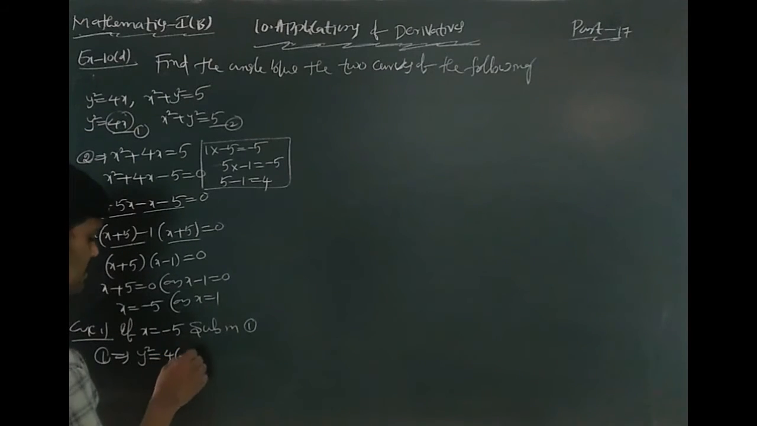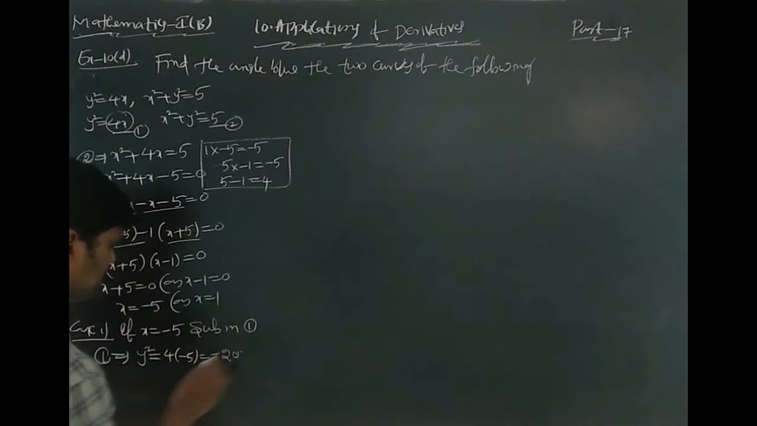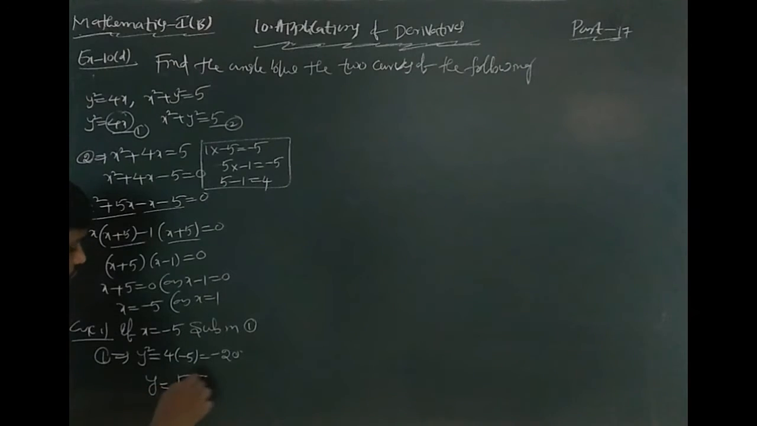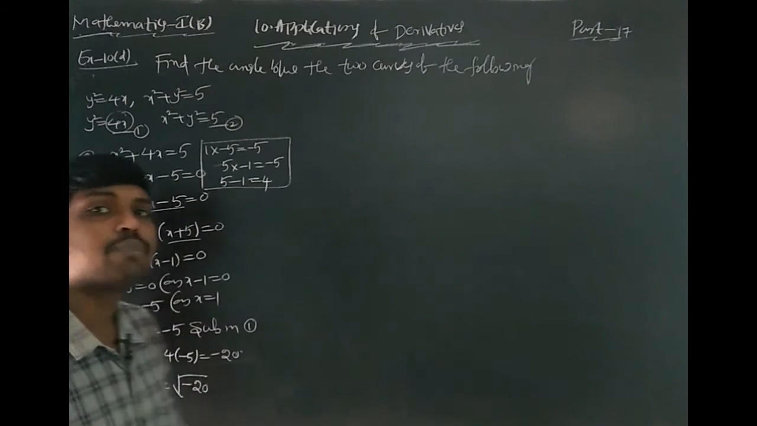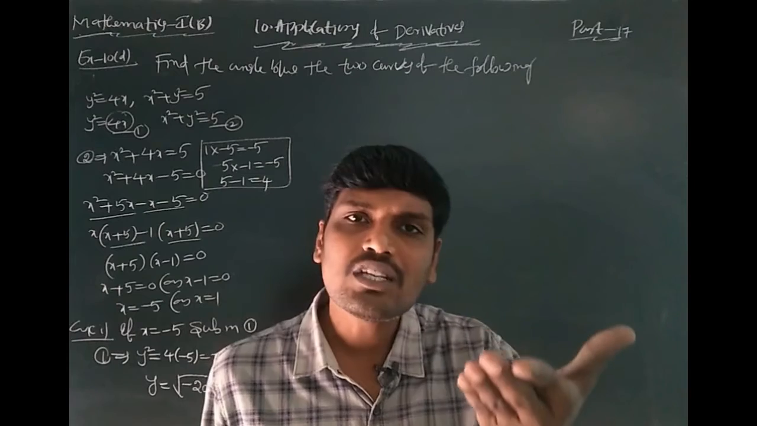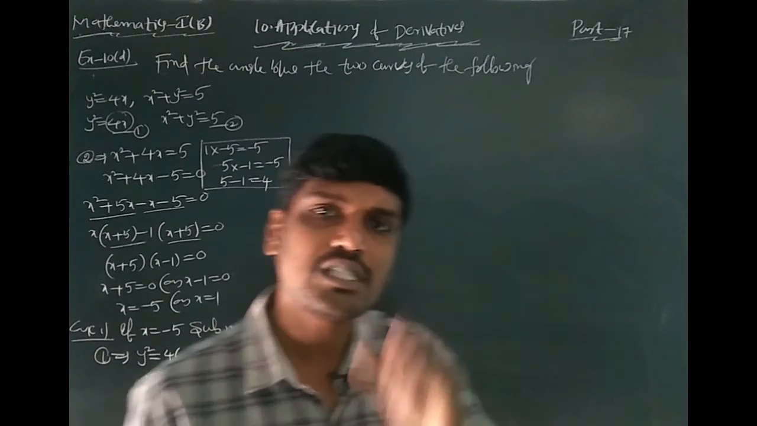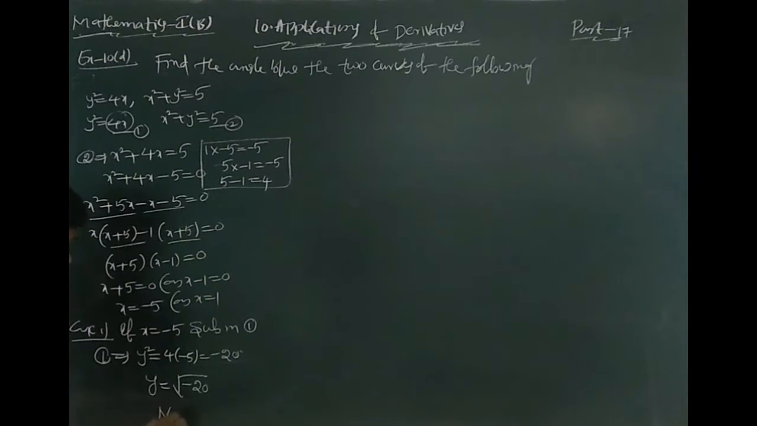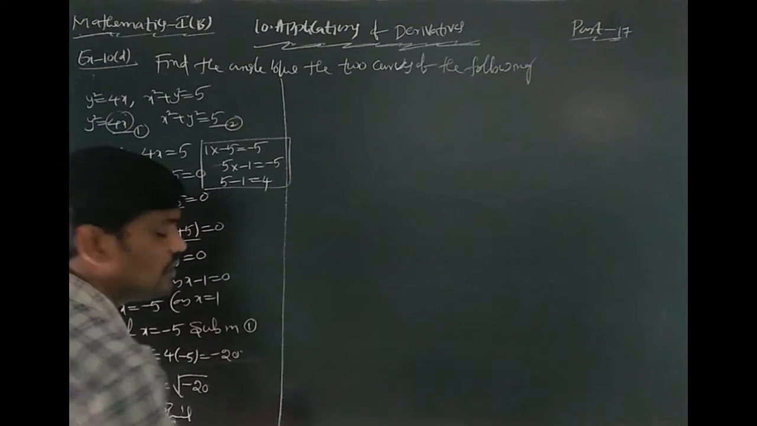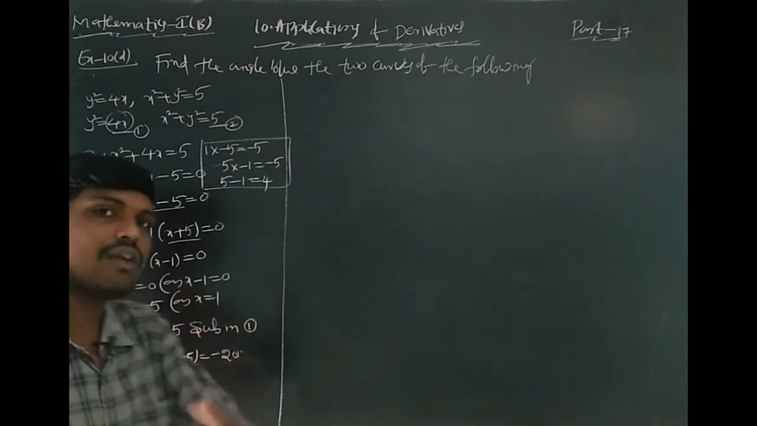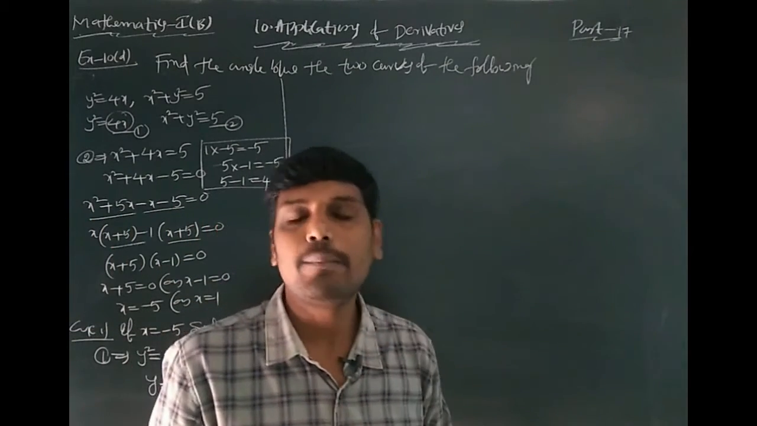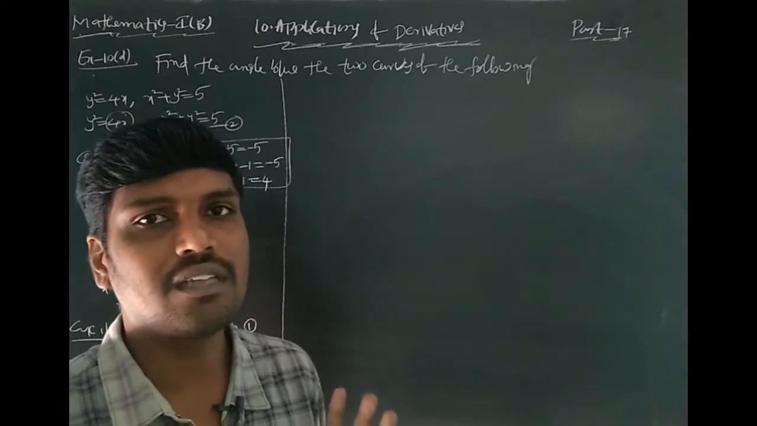4 into x value is minus 5, you can write minus 20. Then y is equal to square root of minus 20. Is this possible or not? Square root of minus 20 is not a real number, that is a complex number. That's why it is not possible. Impossible. That's why the point is not defined. Here, if x is equal to minus 5, the point cannot be defined because that point is not a real number.